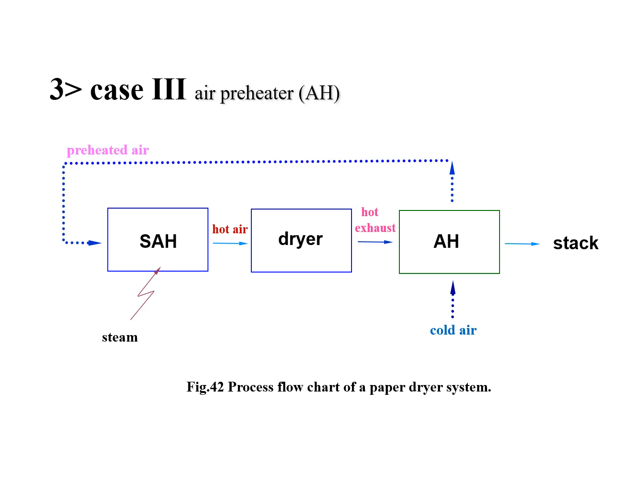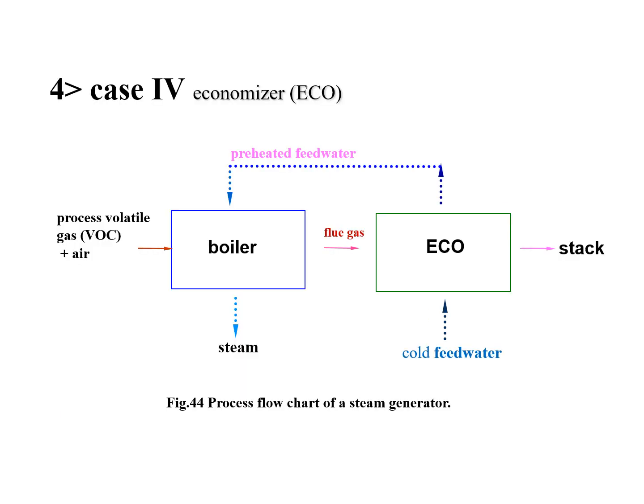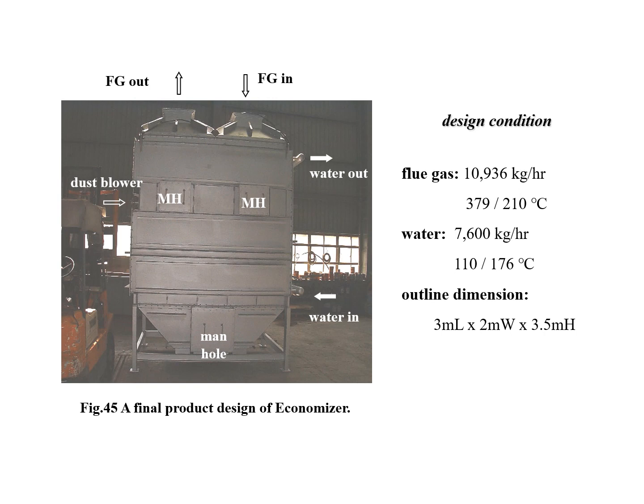Case 3. Air preheater. An air preheater is used to recover energy from hot exhaust gas of the paper dryer system. In order to fully recover the heat energy in the low temperature exhaust gas, the air preheater requires a large heat exchange surface. Case 4. Economizer. The flue gas discharged from a boiler is used to preheat the feed water to a higher temperature with an economizer. The temperature of feed water is increased from 110 degrees to 176 degrees.